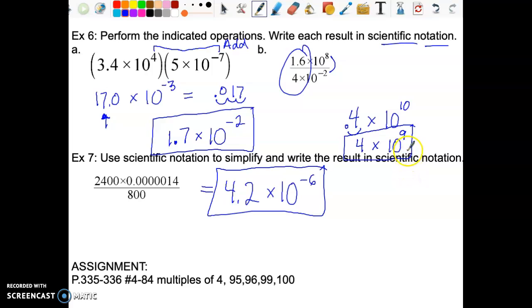And I skipped ahead and wrote down the answers to these last two because I don't want a new video. And here's your homework. Notice the multiples of 4 in all of these.